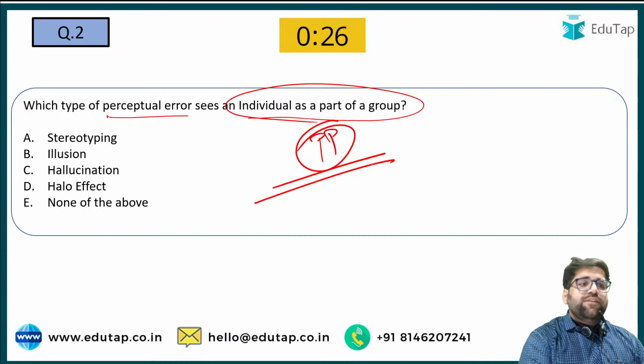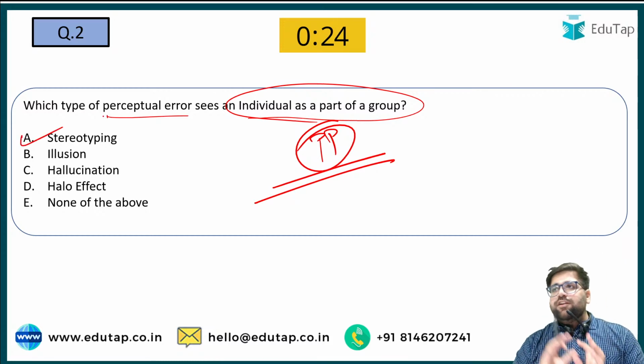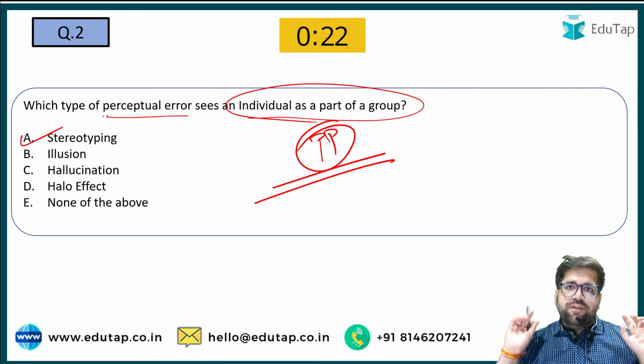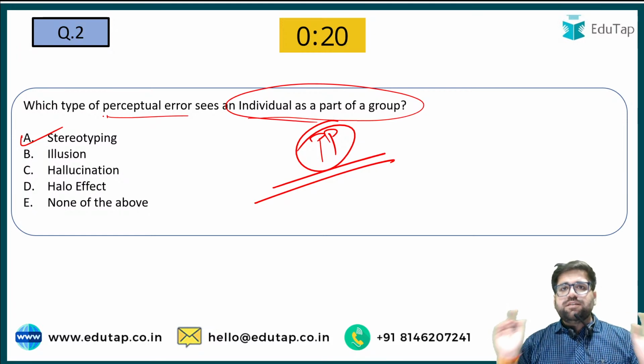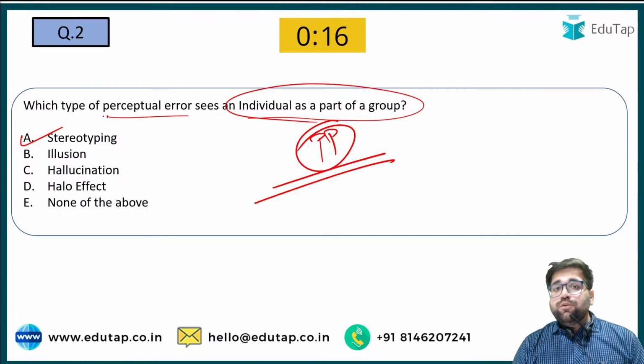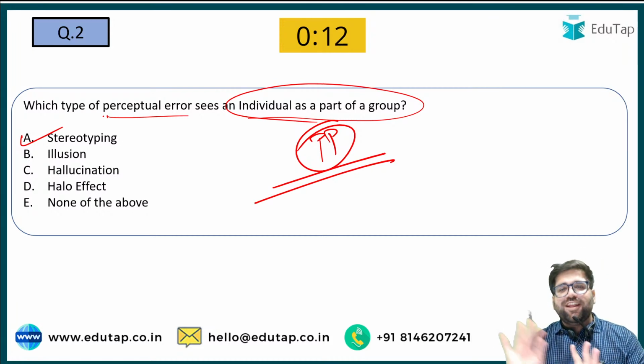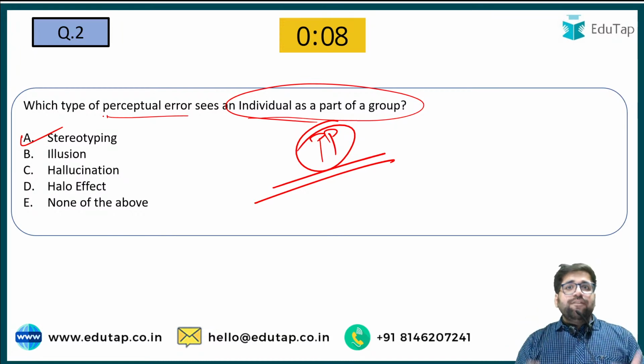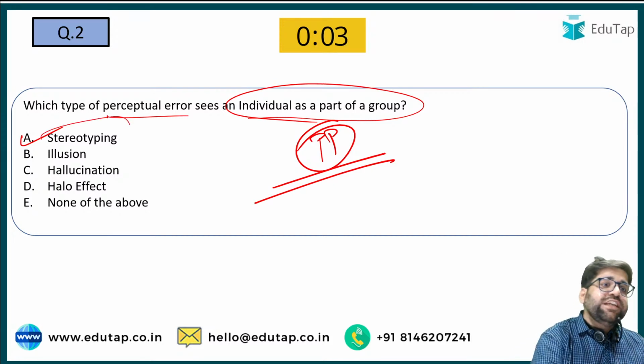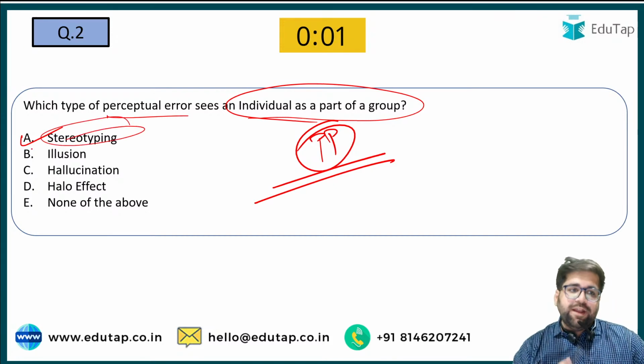Yes, the correct answer will be stereotyping. Under stereotyping, we take one particular person and we regard that person as a part of a group. For example, let's take South Indian people. We assume that South Indian people eat too much of rice. I am just taking this as an example. Do not take it on a personal scale. So anyone who is coming from South India, we assume that they are eating too much of rice. So this is a kind of stereotyping which is happening right now in India.